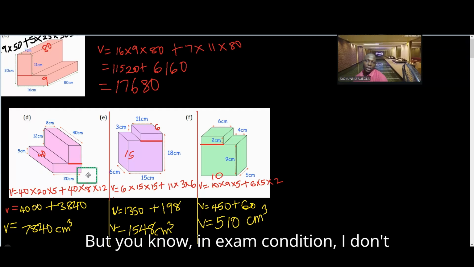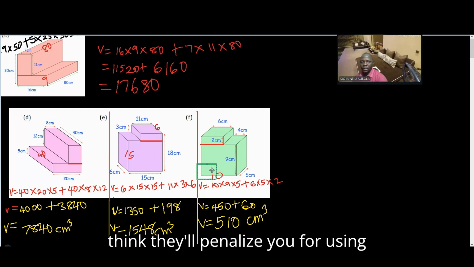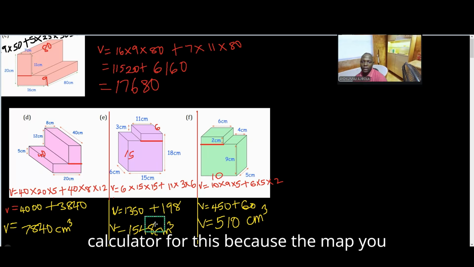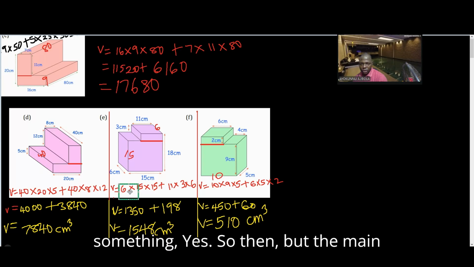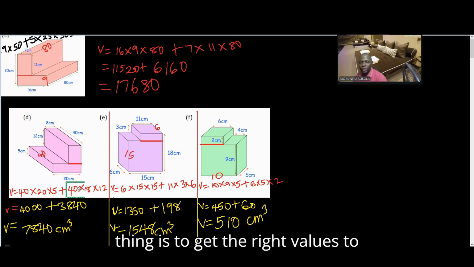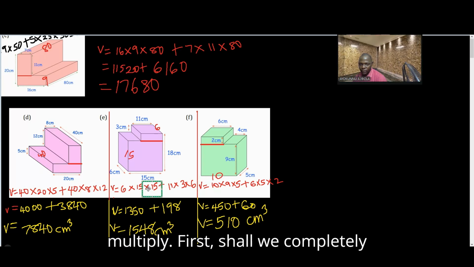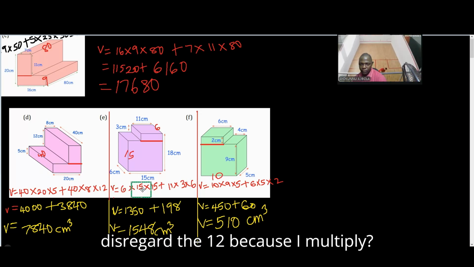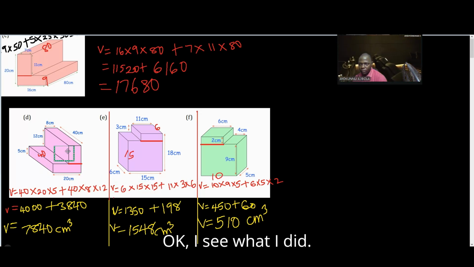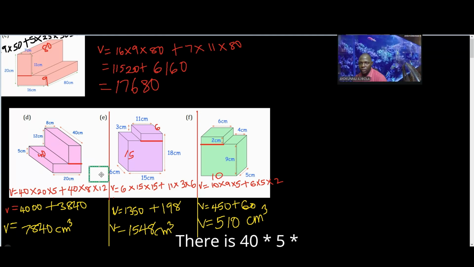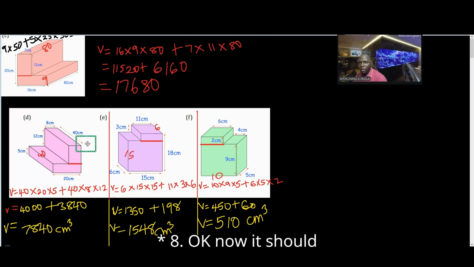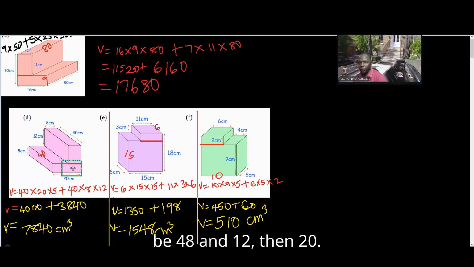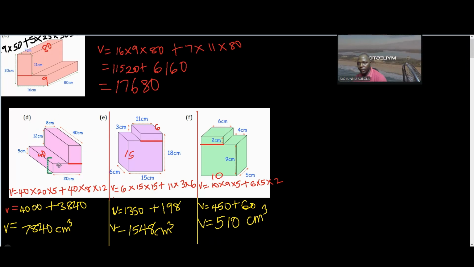In exam conditions, I don't think they'll penalize you for using a calculator for this because you might end up with big numbers. But the main thing is to get the right values to multiply first. So we completely disregard the 12 because I multiply. Okay, I see what I did. I used 40 times 12, 5 times 12, and then 20 times 40 times 8. No, it should be 40, 8, and 12. Then 20, 40, and 5, 40 and 8.